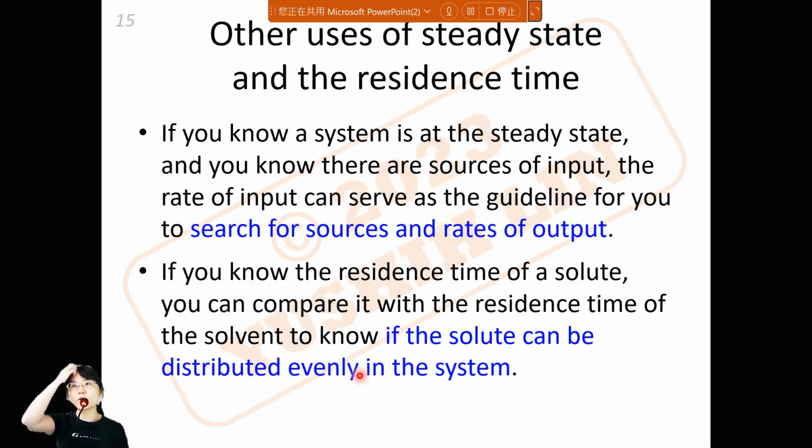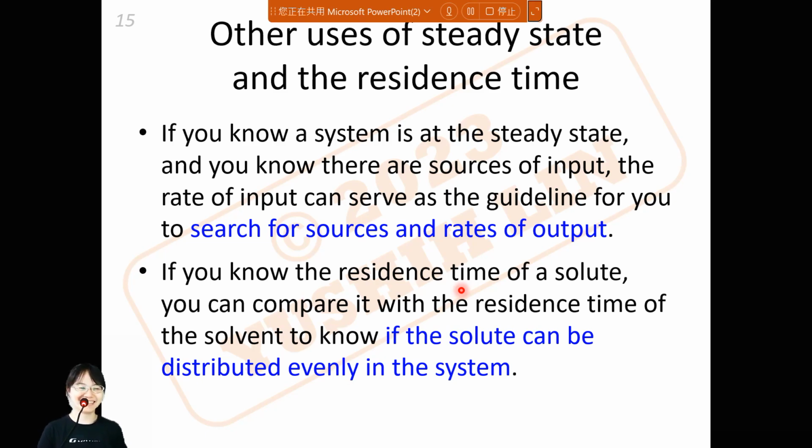River water may have slightly higher sodium concentration. Therefore, if you want to know whether sodium can have relatively even distribution in the whole ocean, you can compare the residence time of sodium to that of seawater. Now, my question is, which of the following cases would infer that the solute has a relatively even distribution in seawater? The first is the residence time of the solute is longer than that of the solvent. The second is the residence time of the solute is shorter than that of the solvent.